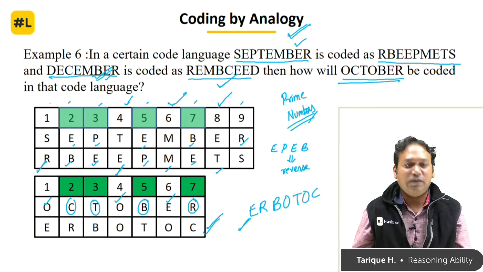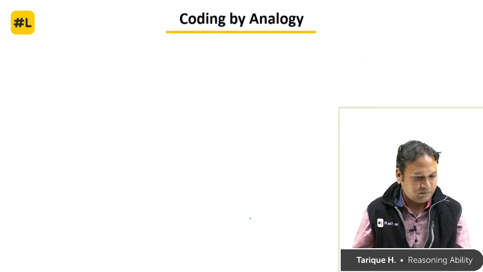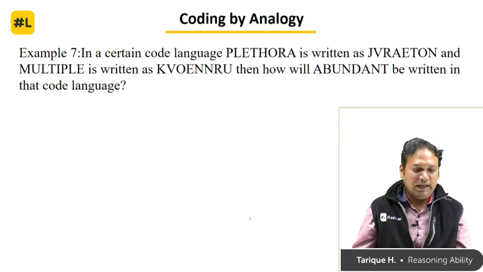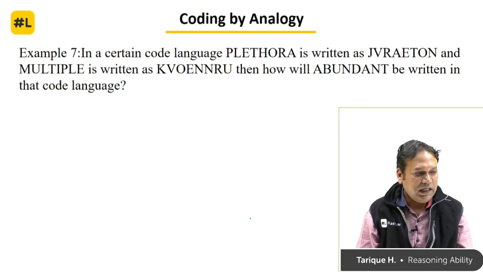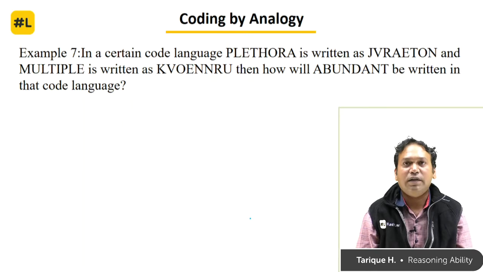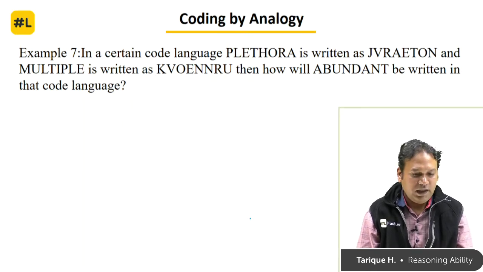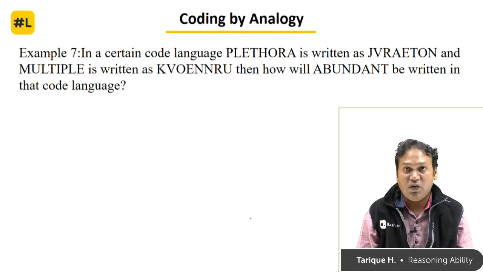Next we will go to the next question here, coding by analogy. So again I have given here two examples. In a certain code language, plethora is written as JVRAETON, right? Plethora.